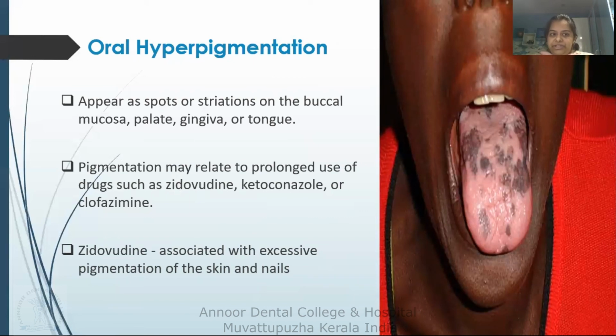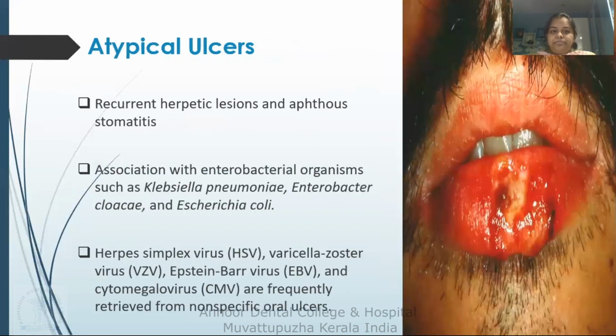Oral hyperpigmentation. They appear as spots or striations on the buccal mucosa, palate, gingiva, or tongue. Pigmentation may relate to prolonged use of drugs such as zidovudine, ketoconazole, or clofazimine. Zidovudine is associated with excessive pigmentation; even when you use a lot of zidovudine, you can also see excessive pigmentation of skin and nails, black pigmentation of the skin and nails.